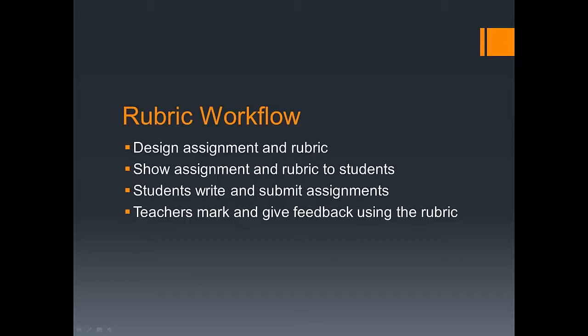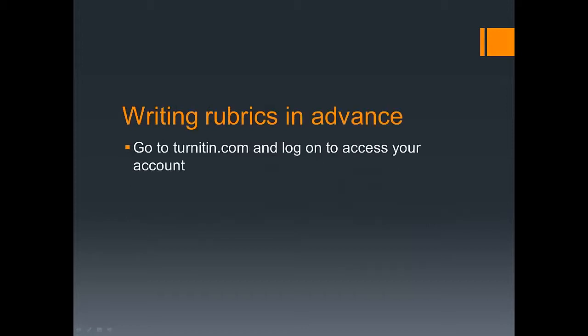The students would write and submit their assignments, and then finally the teachers would give feedback using the rubric. We use Moodle Direct, which is a plugin that integrates Turnitin with Moodle, and the default procedure of Moodle Direct is to write and attach the rubric after a student has actually submitted their assignment. An alternative is to write the rubrics in advance at Turnitin.com and subsequently attach them to submitted assignments. If you attach them to one assignment, then it will automatically attach to all the other assignments that the students have submitted in a class.